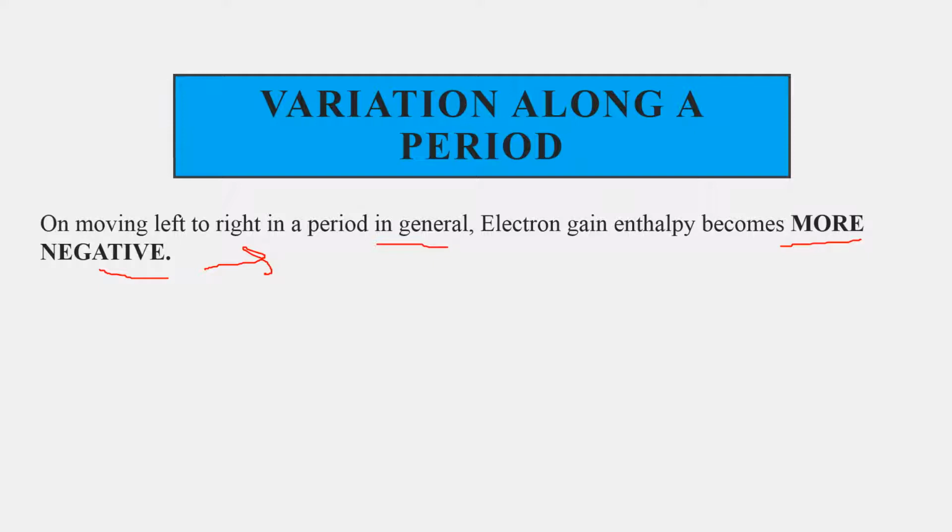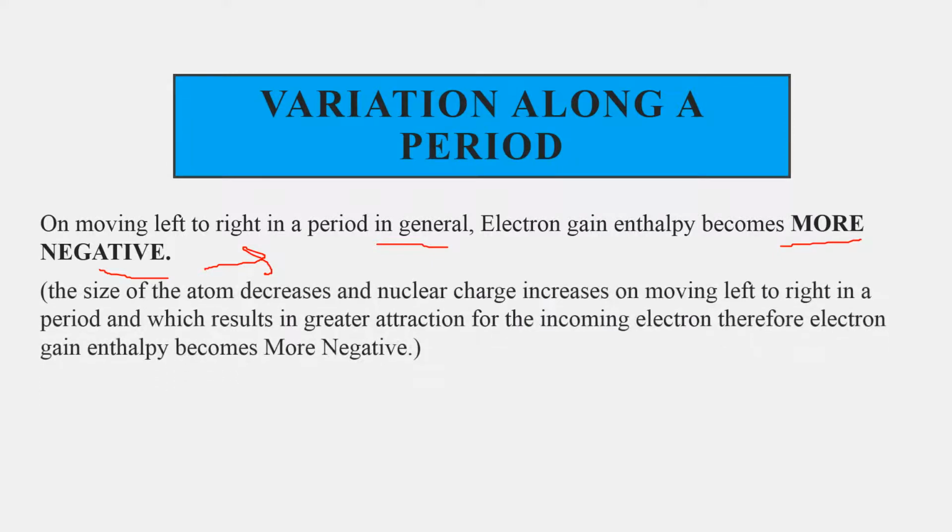The reason behind this is the size of the atom. The size of the atom decreases and the nuclear charge increases as we move left to right in a period, which results in greater attraction for the incoming electron. Therefore the electron gain enthalpy becomes more negative, because more energy will be released on gain of the electron while moving left to right in a period.